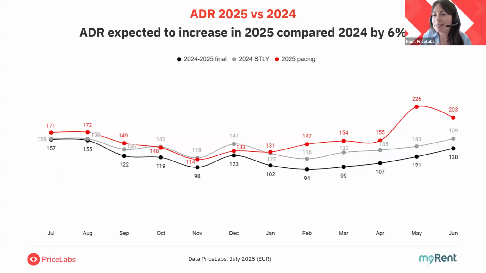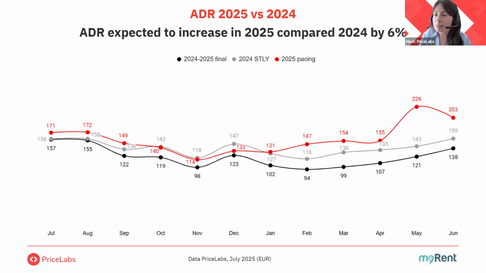As we can see, ADR is right now higher more or less by the 6% compared to last year. This is normal. This is something that we saw all over Europe, maybe due to inflation. So this is something completely normal, I will say.